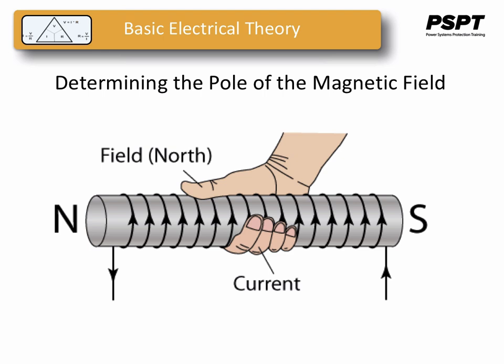The poles of a magnetic field in a coil of wire, or a solenoid as it's called, can be determined again by the right-hand rule. Imagine your right hand gripping the coil of the solenoid such that your fingers are pointing in the same way that the current is flowing. Your thumb then points in the direction of the field. Since the magnetic field is always coming out from the North Pole, therefore the thumb points towards the North Pole.